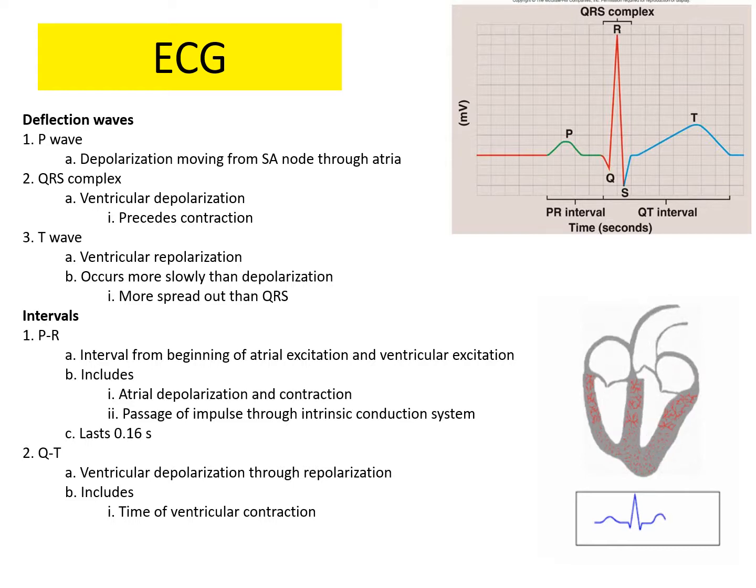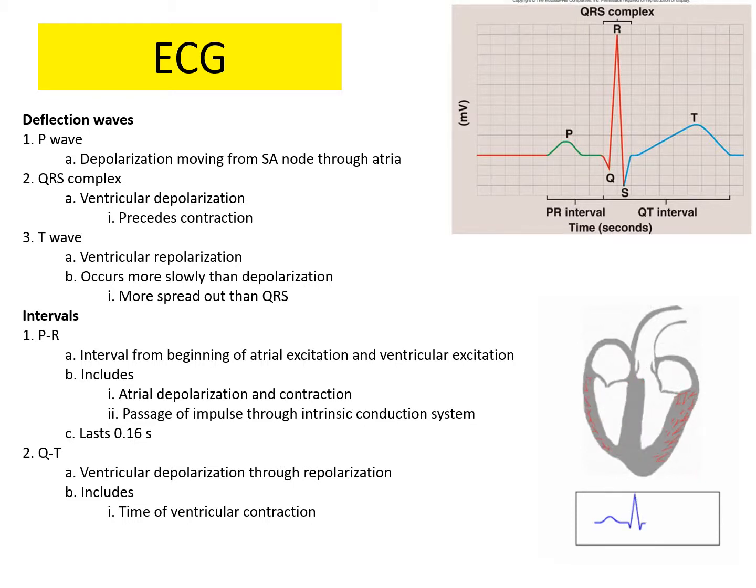Now we have two intervals, the PR interval and the QT interval. The PR interval, that is P and this is R, is the interval from the beginning of atrial excitation to ventricular excitation. It includes atrial depolarization and contraction and passage of the impulse through the intrinsic conduction system, and it lasts for 0.16 seconds. The QT interval is the ventricular depolarization through repolarization, and it includes the time of the ventricular contraction. Here the ventricles contract.